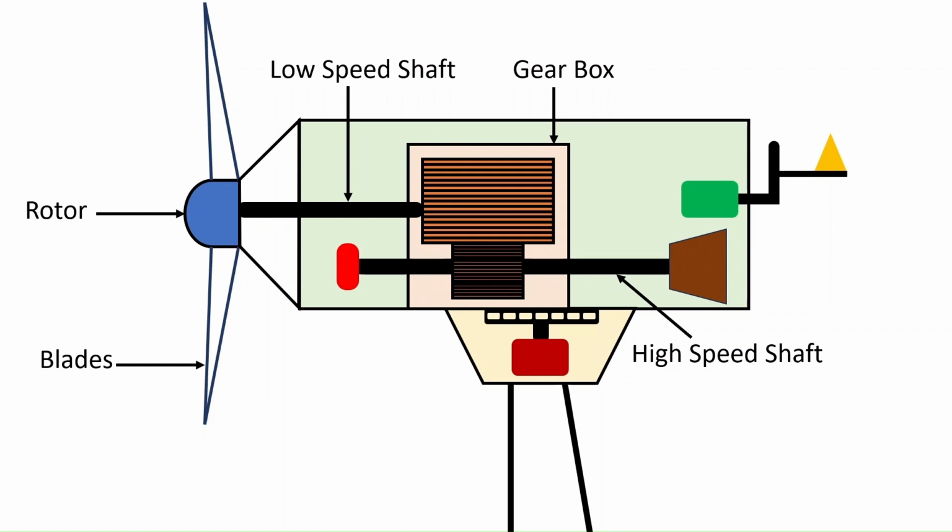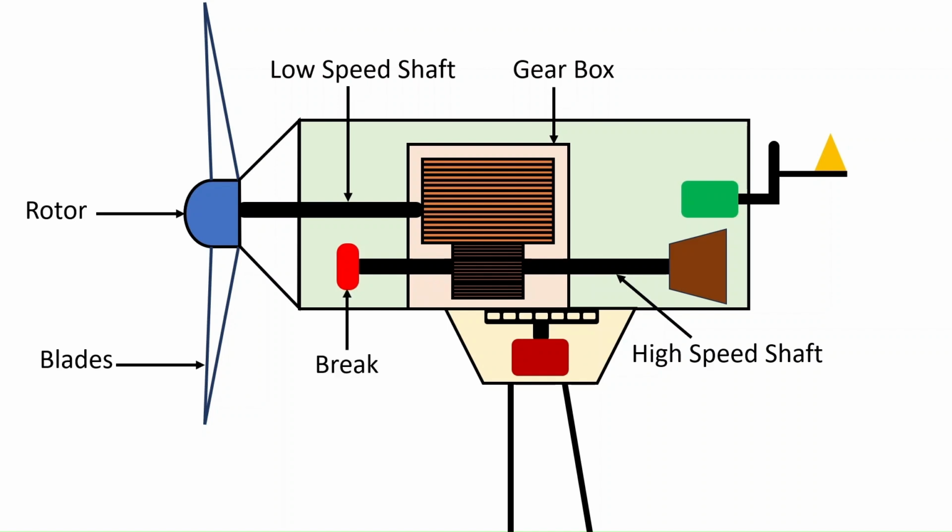High speed shaft drives the generator via a speed step-up gear. The gear connects the low speed shaft to a high speed shaft and increases the turbine speed from 30 to 60 rpm to 1200 to 1800 rpm, which is required by most generators to produce electricity in an efficient manner.